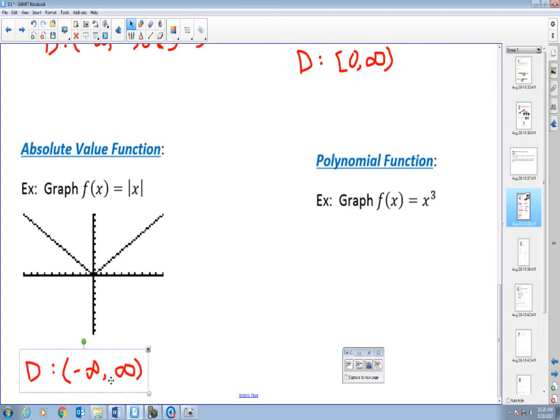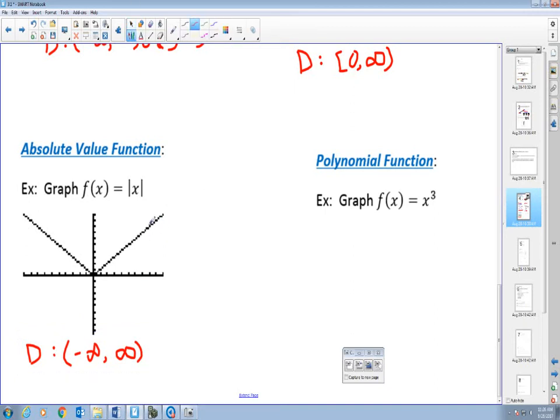Even though we don't see all the x values and all the y values, by looking at the graph, we know all the x values keep on getting bigger and bigger, or smaller and smaller. That's why using interval notation can include all these x values or the y values.